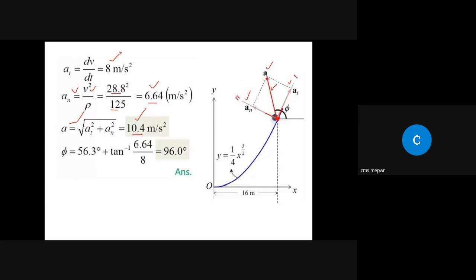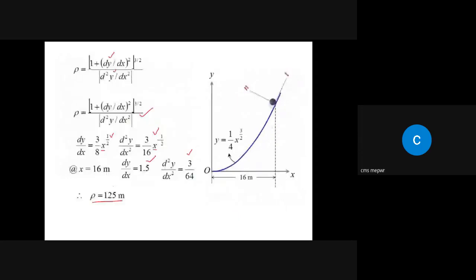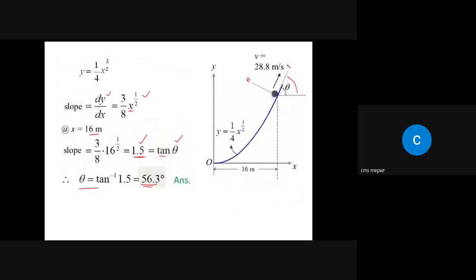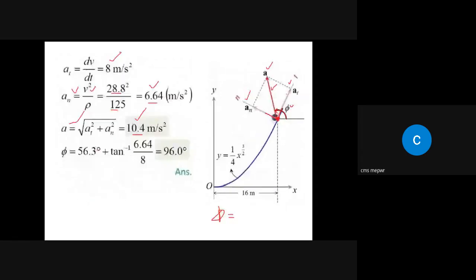What else do we need to find out? We need to find its angle with the positive x-axis, or its direction. Let's say the angle that it makes with the positive x-axis is this one, and let's call the angle phi. This should be equal to 56.3, which is this theta. This angle is theta and the other one is alpha. So phi should be equal to theta plus alpha.